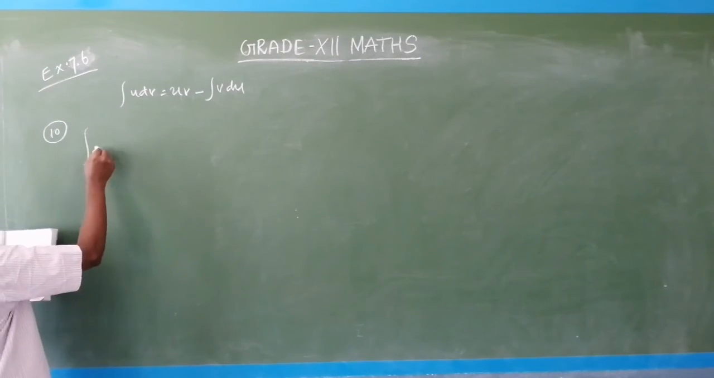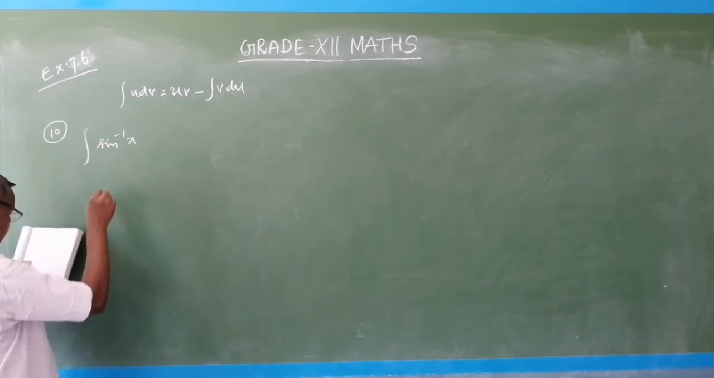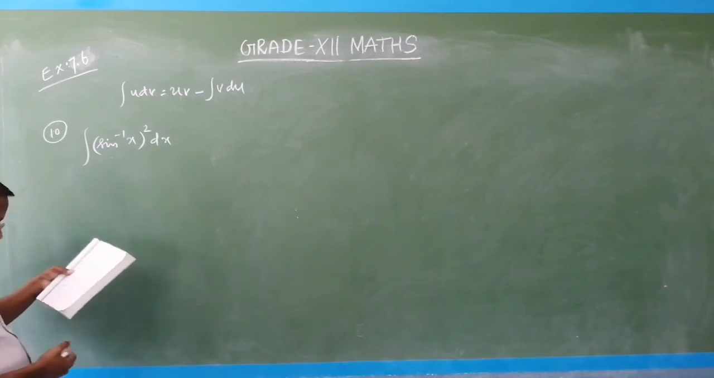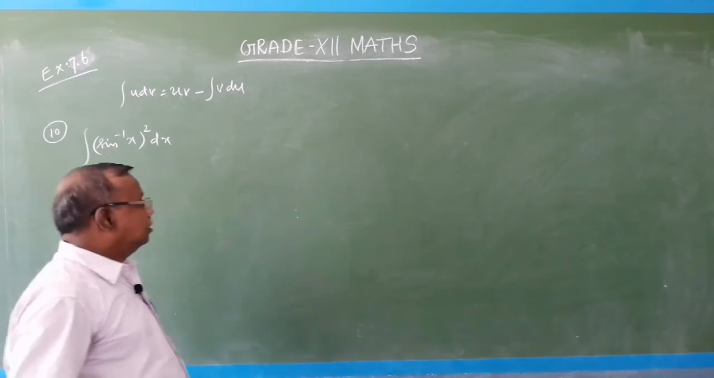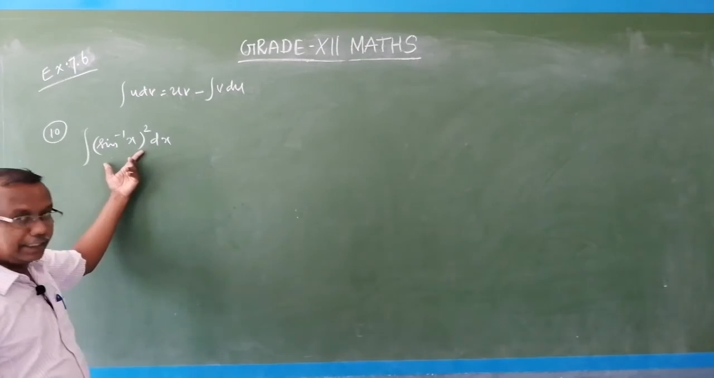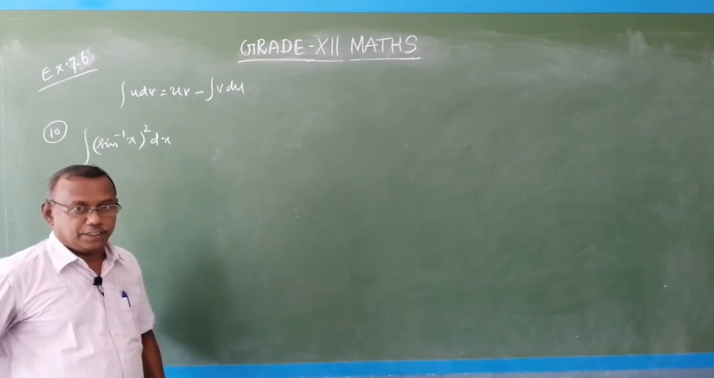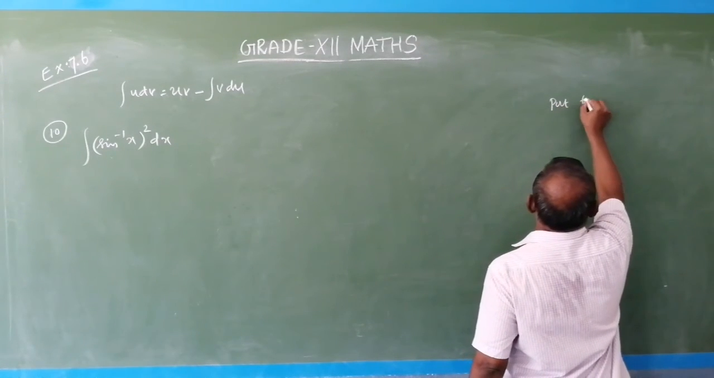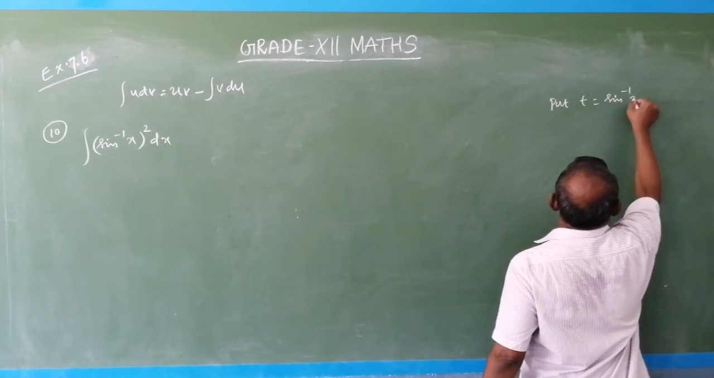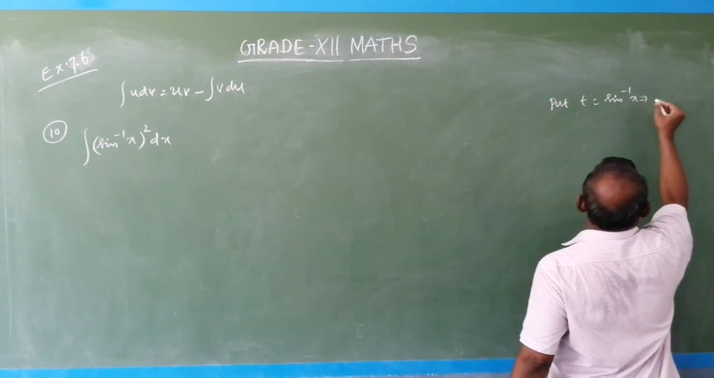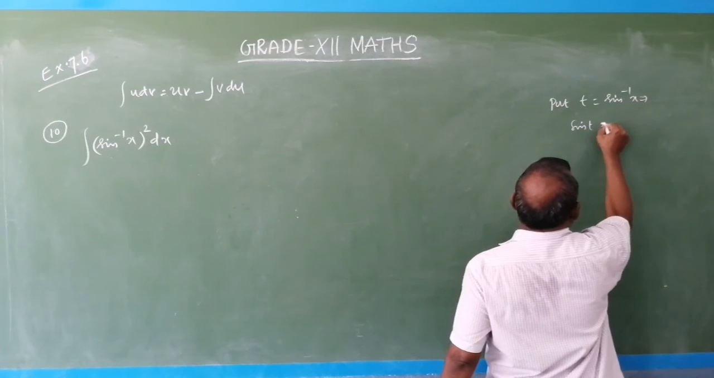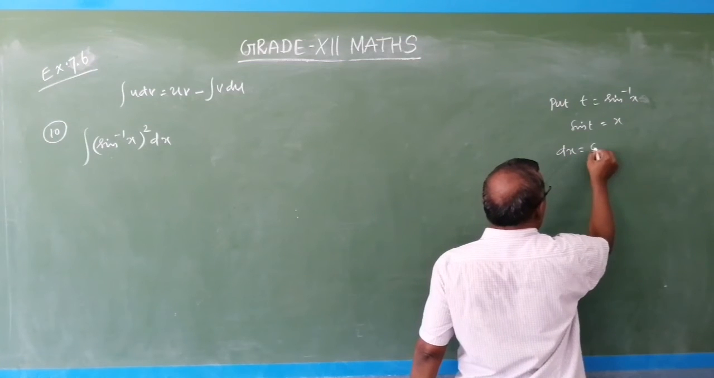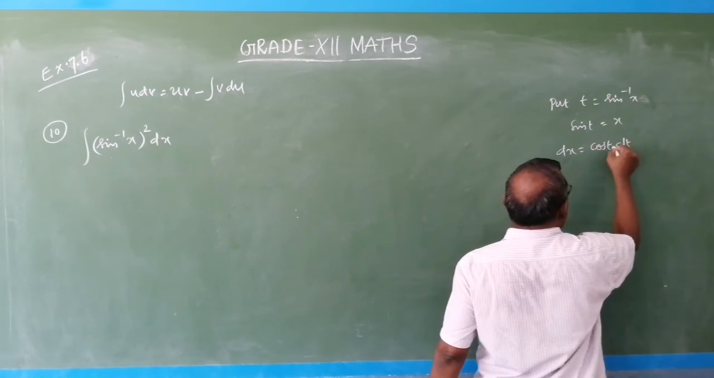Next, problem number 10. We are given the integral of sin inverse of x the whole square into dx. Now, we cannot directly integrate this function, so we use substitution first. Put t equal to sin inverse of x. So, sin t equal to x. Differentiating on either side, dx equal to cos t into dt.